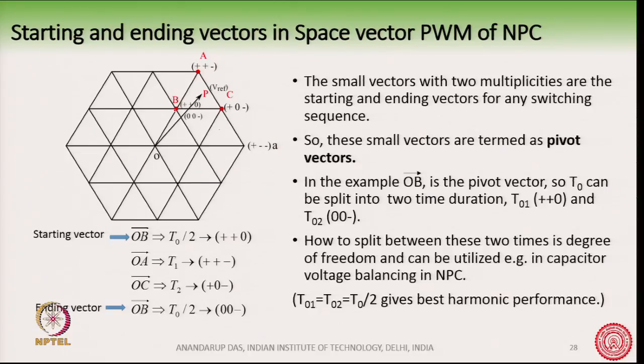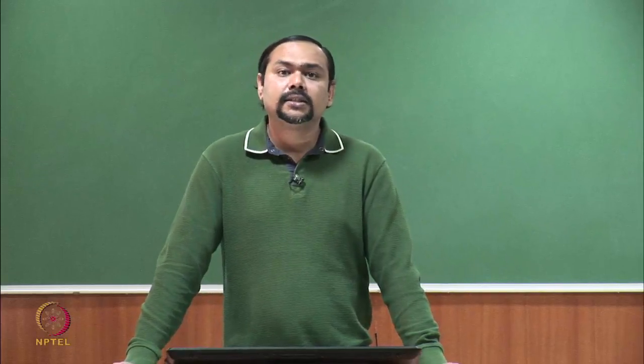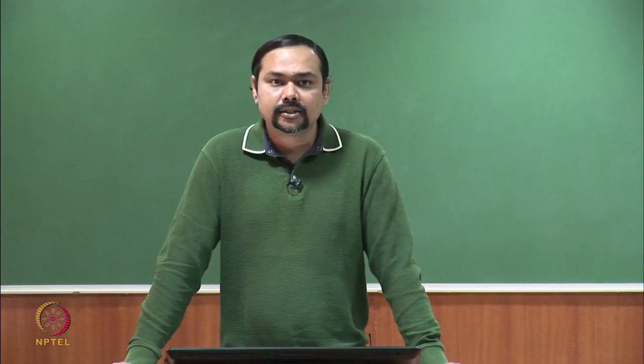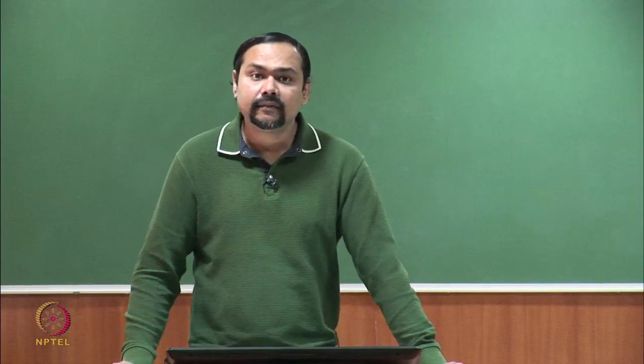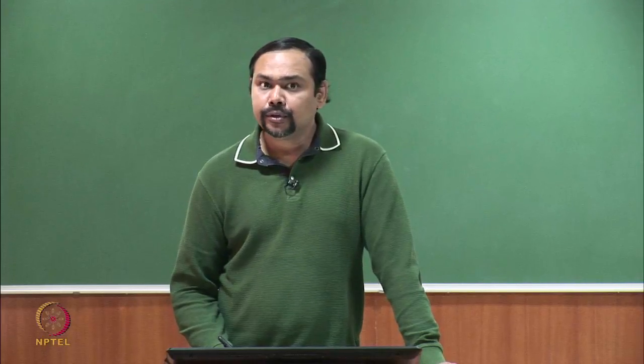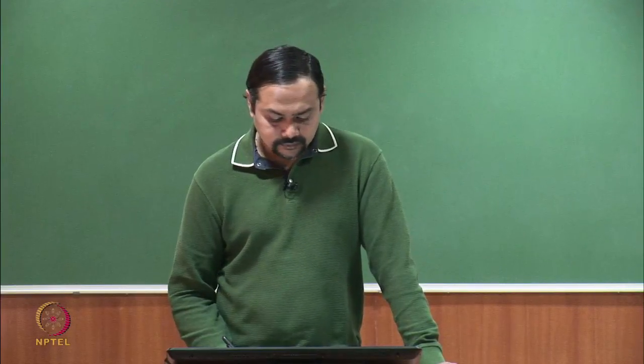So, these starting and ending vectors are always the small vectors. Okay. The starting and ending vectors will always be the small vectors. This means that either this or this or this or this or this or this will always be the start and the end vectors. Okay. So, it will produce the minimum switching, fine.